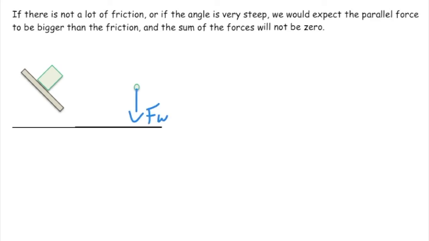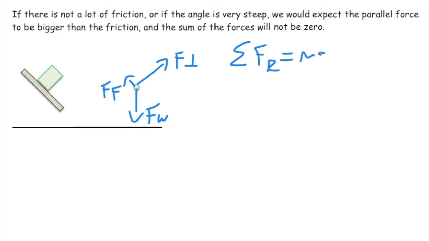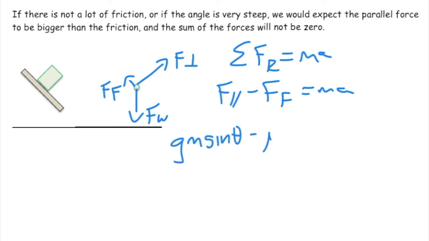So here I have a weight, a normal force, and a little bit of friction, and my idea here is that the sum of the forces along the ramp is ma. This would mean that the parallel force going downhill minus the friction going uphill equals ma. And I can expand that a little bit and say gm sine theta minus mu gm cosine theta equals ma.